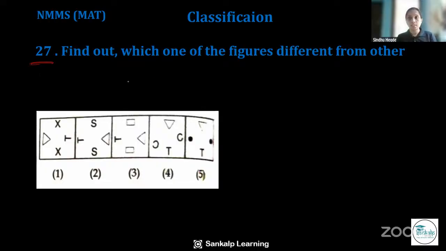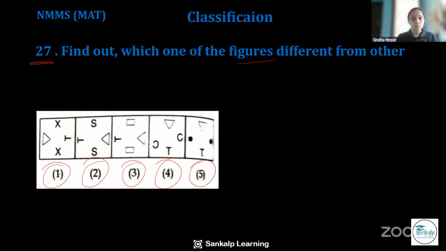Let us see question number 27 of the concept classification non-verbal. Find out which one of the figures is different from the others. Here, totally 5 figures are given: figure 1, figure 2, figure 3, 4 and 5. All the figures contain some alphabets and some mathematical symbols. On the basis of that, we have to find out one pattern which is common for all the images and pick out the different image which does not follow that pattern.